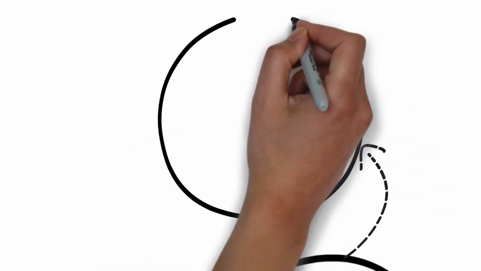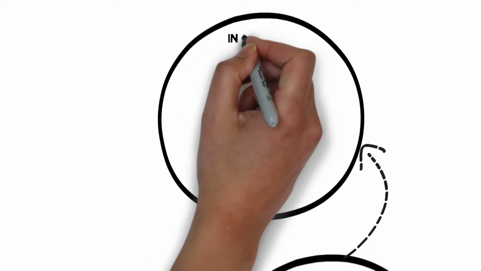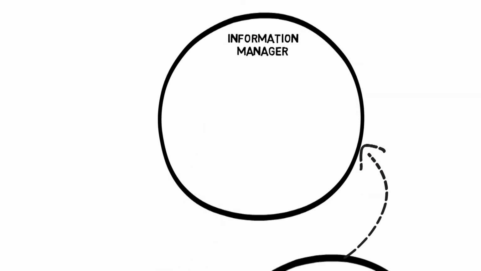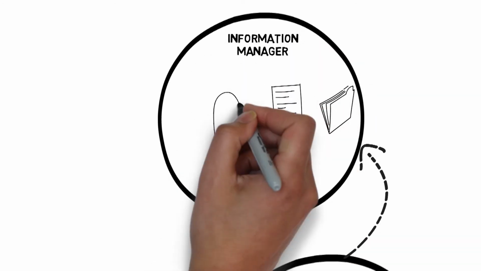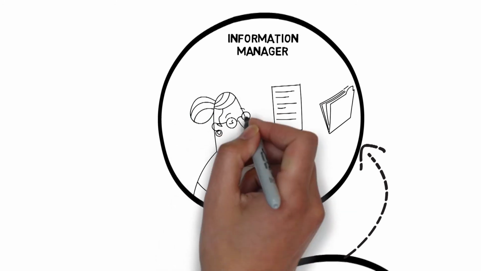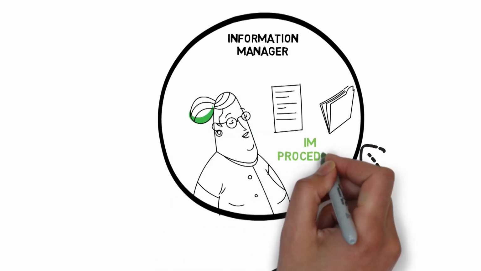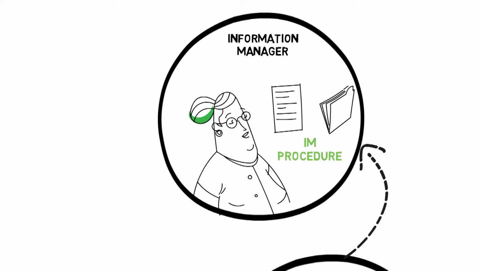One of the first tasks for the AWP Champion is to develop the AWP team, starting with the appointment of an information manager. It is the information manager who ultimately becomes responsible for applying the information management procedure that guides the generation and management of project data.